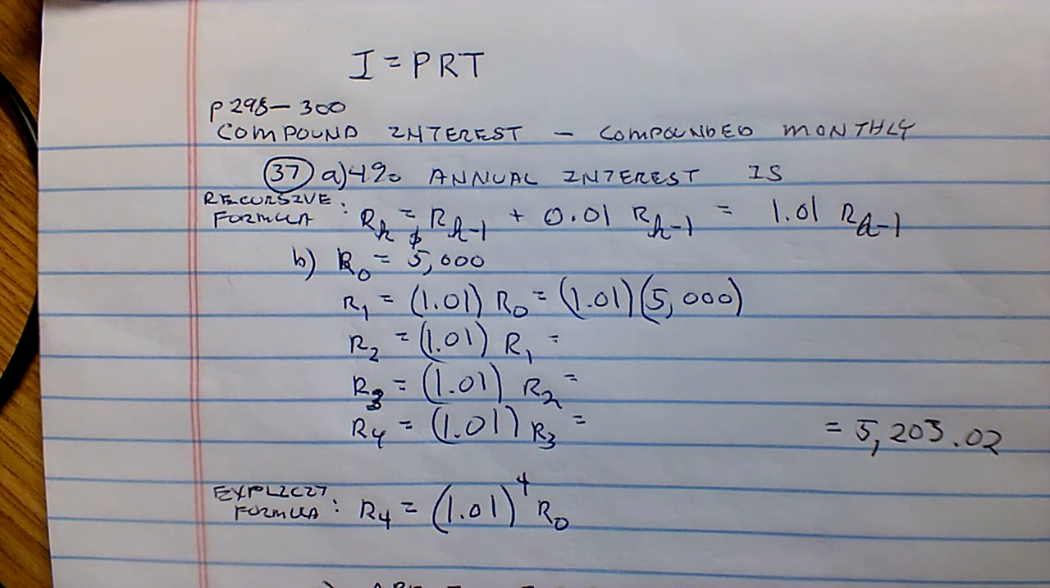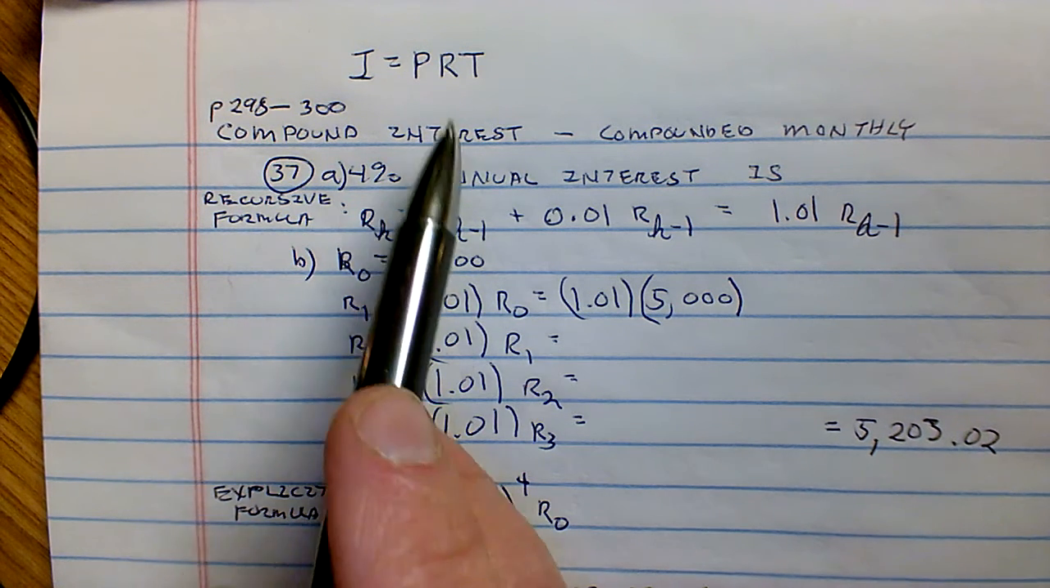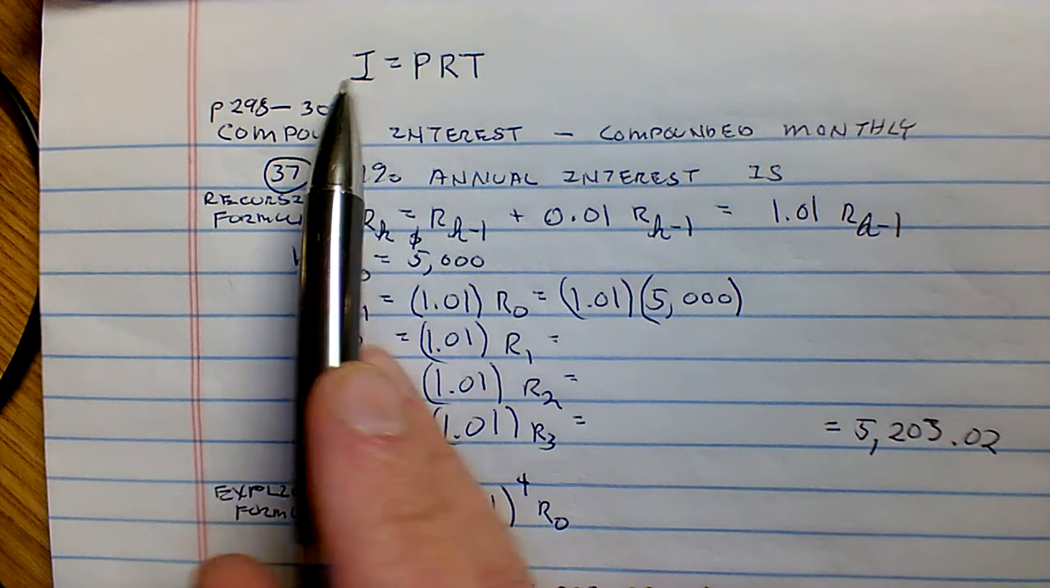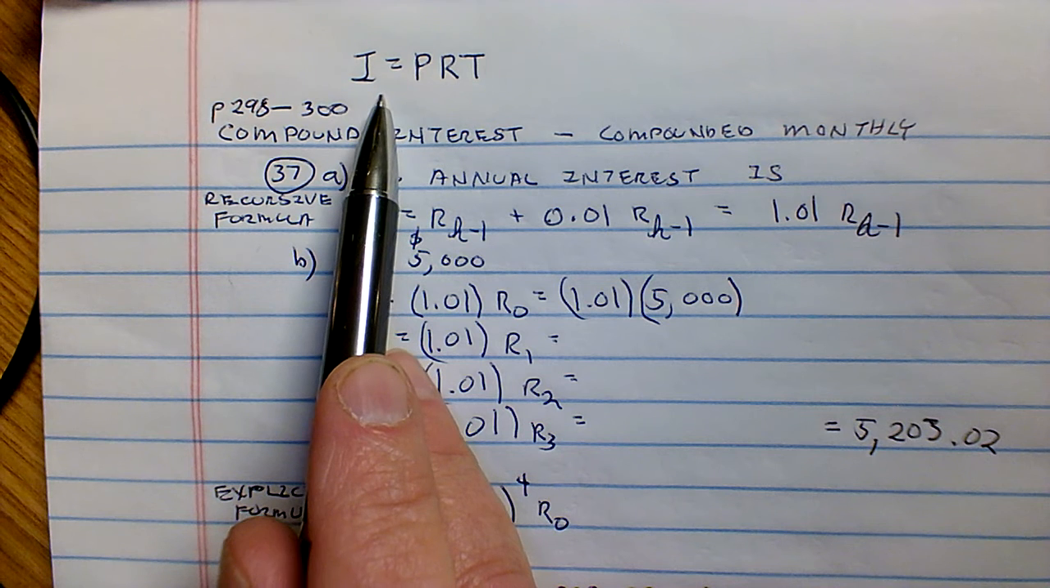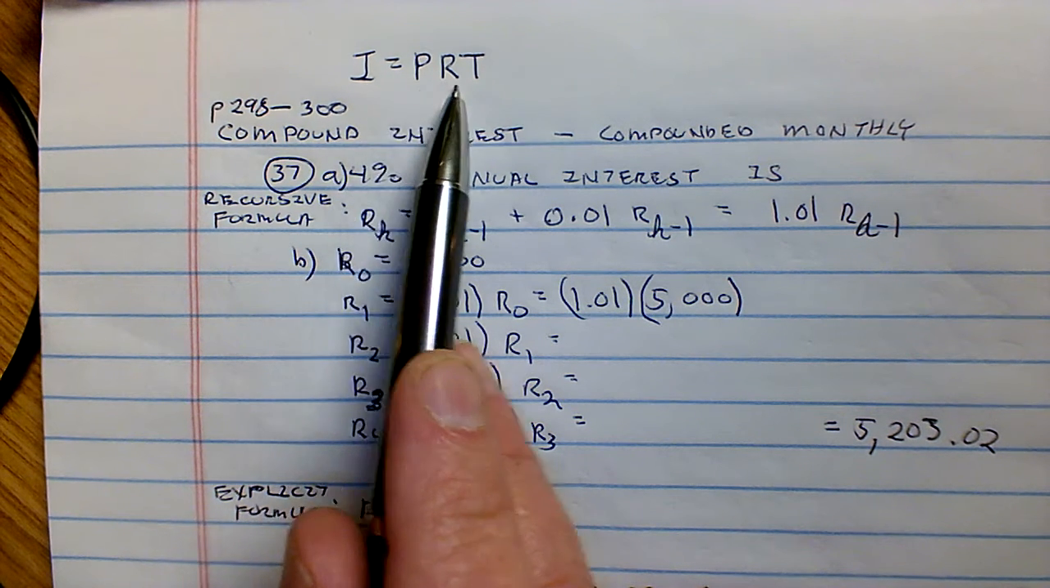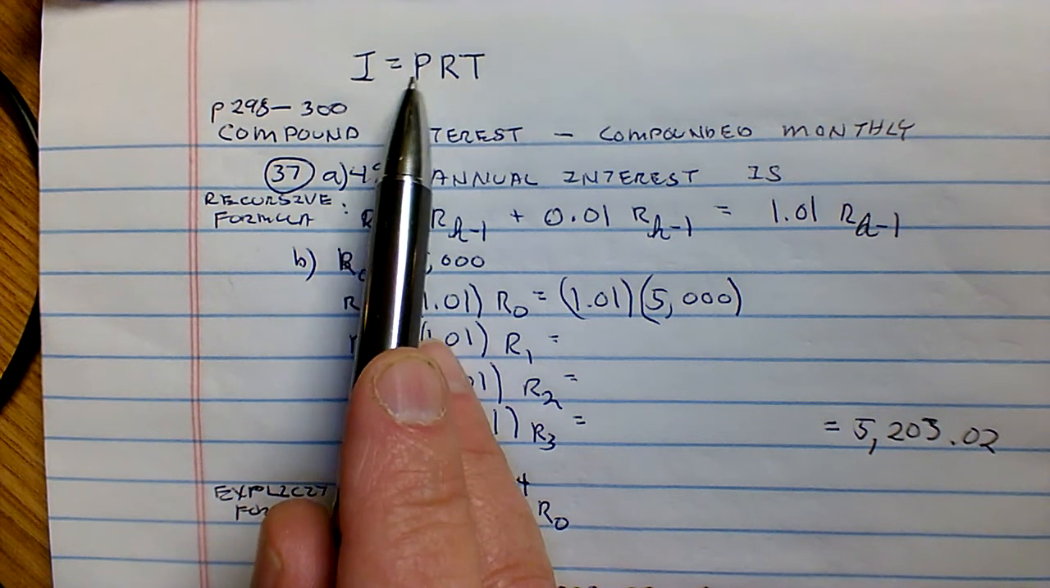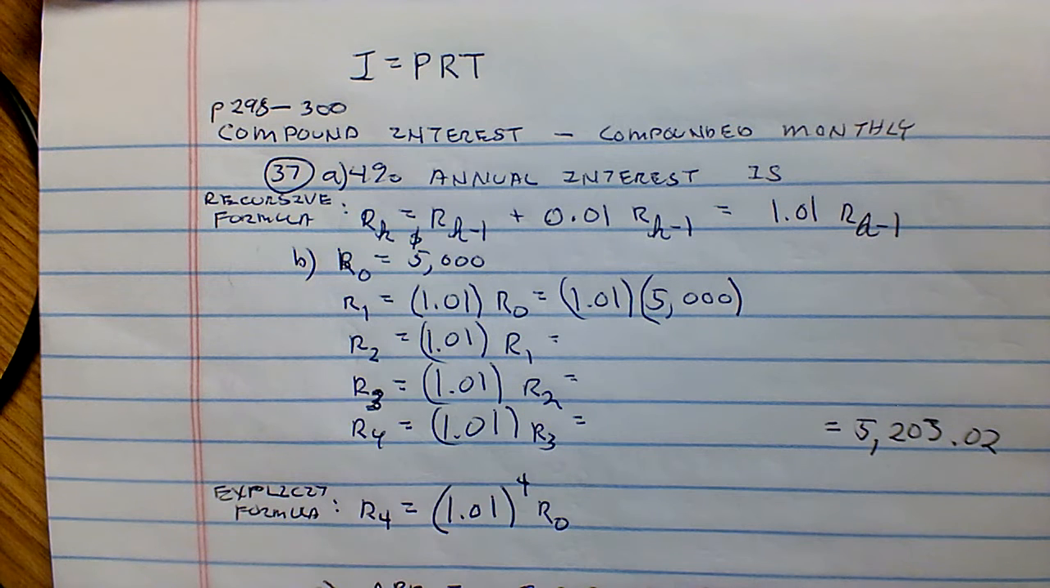Compound interest is really interesting, and there are some interesting quotes that Einstein made about it. I thought this was one of the most fascinating things in all of mathematics. If you haven't worked with interest for a long time, you might want to remember the formula for simple interest. I is equal to PRT. The interest is equal to the principal times the rate times the time.